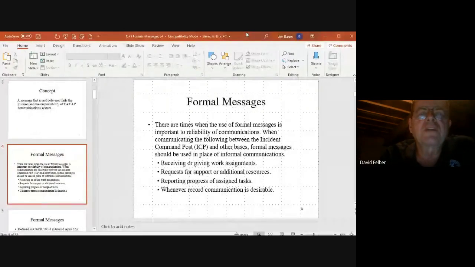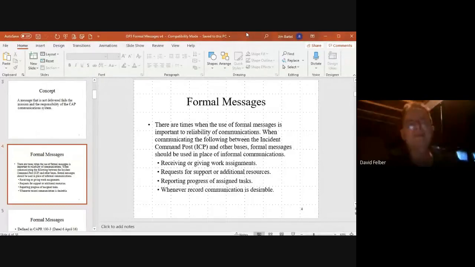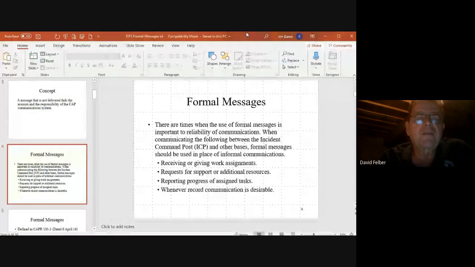Okay, a formal message. There's times when we have to use formal written messages when communicating the following between an incident command post or other bases. Formal messages should be used in place of informal communications. Receiving or giving work assignments, requests for support or resources, reporting progress of assigned tasks. Whenever you need to have a record of that communications, you would use a formal message.